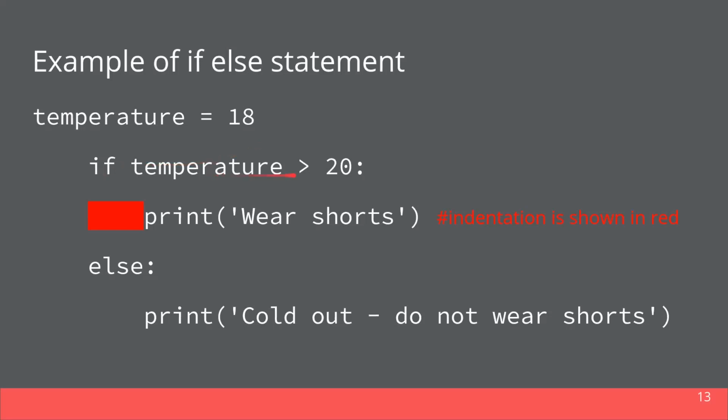So if the temperature is greater than 20, which would be a miracle in Scotland, print wear shorts. Now, I've just put this to highlight this to you again. It's very important that this is indented for Python, so it knows after here that you're about to tell it what to do if the temperature is greater than 20. Okay, and here's the alternative here. Print cold out, do not wear shorts. Okay, so there's an if-else statement. A conditional with a predicate if temperature is greater than 20, a consequent, and an alternative.